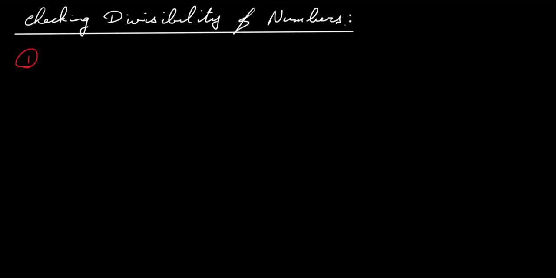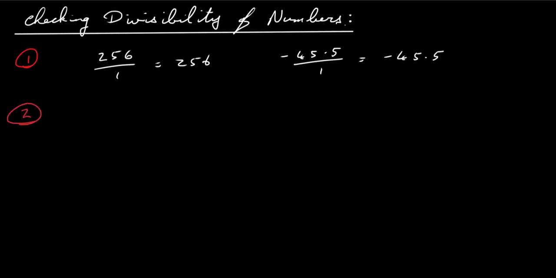Now, all numbers are divisible by 1. So if you take 256 divided by 1, you'll get 256. If you take minus 45.5 divided by 1, you'll get minus 45.5 and so on. So that's easy enough. Number 2 then, 2 will divide into all even numbers.